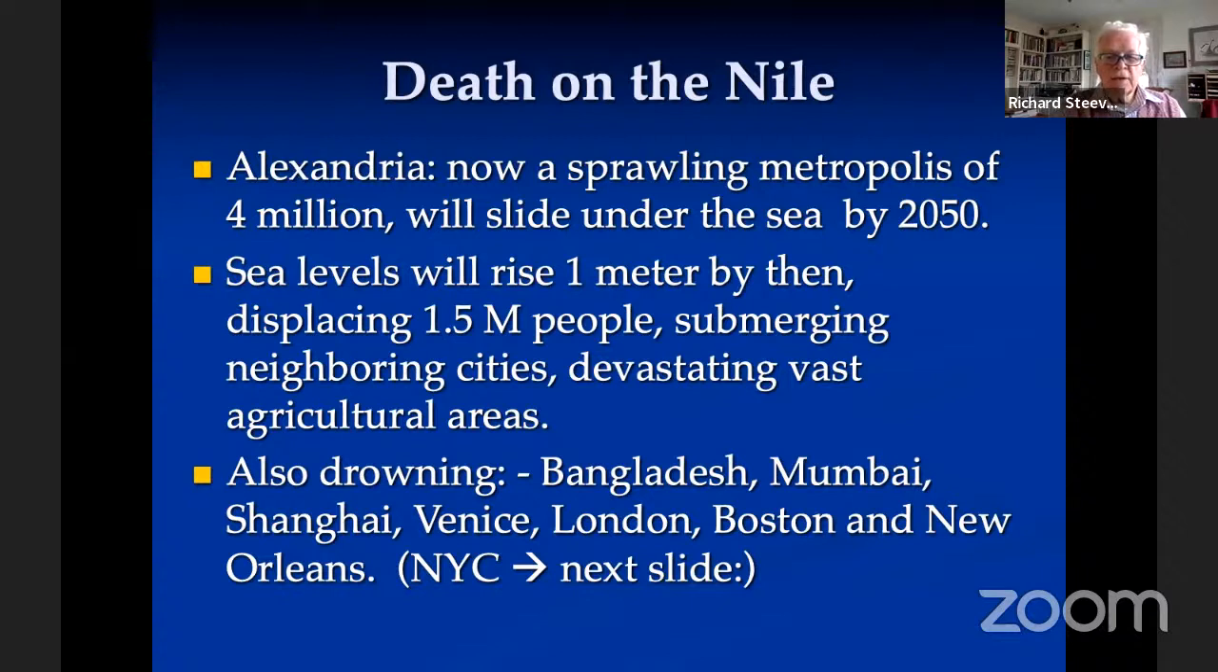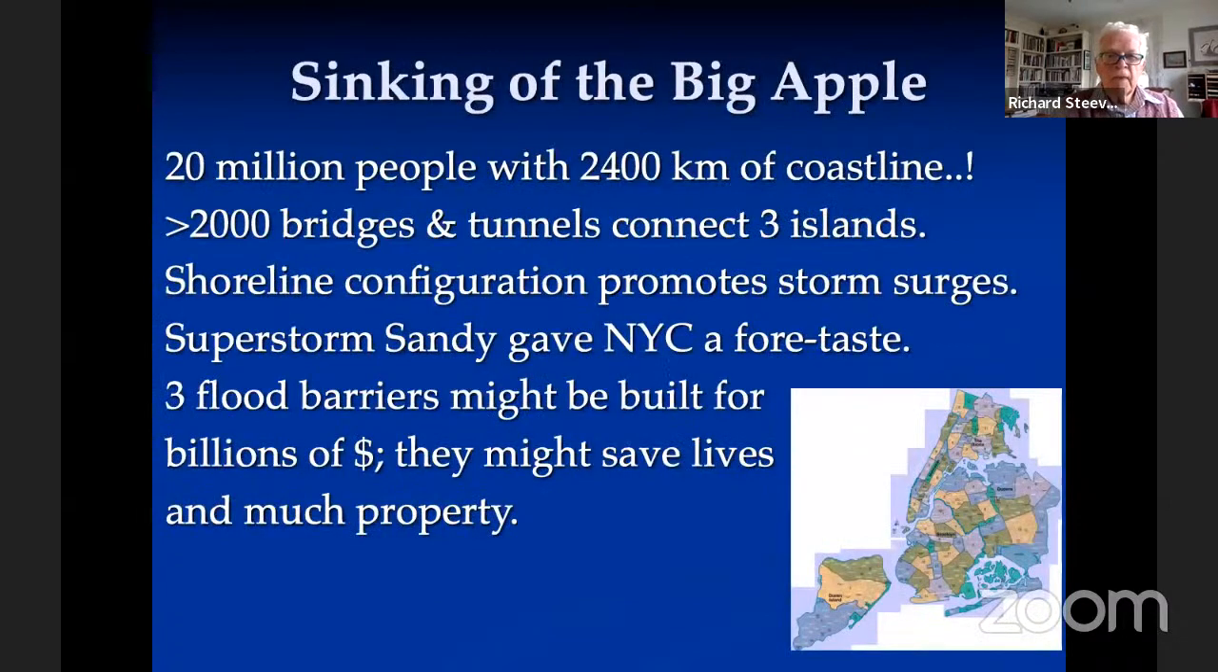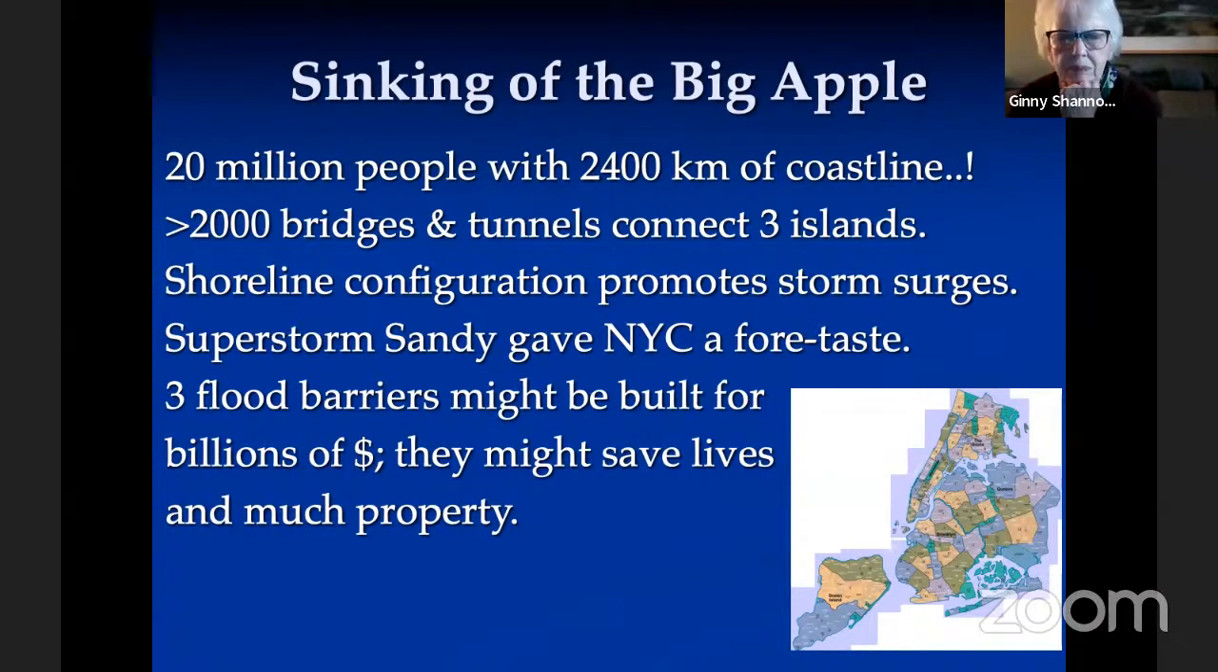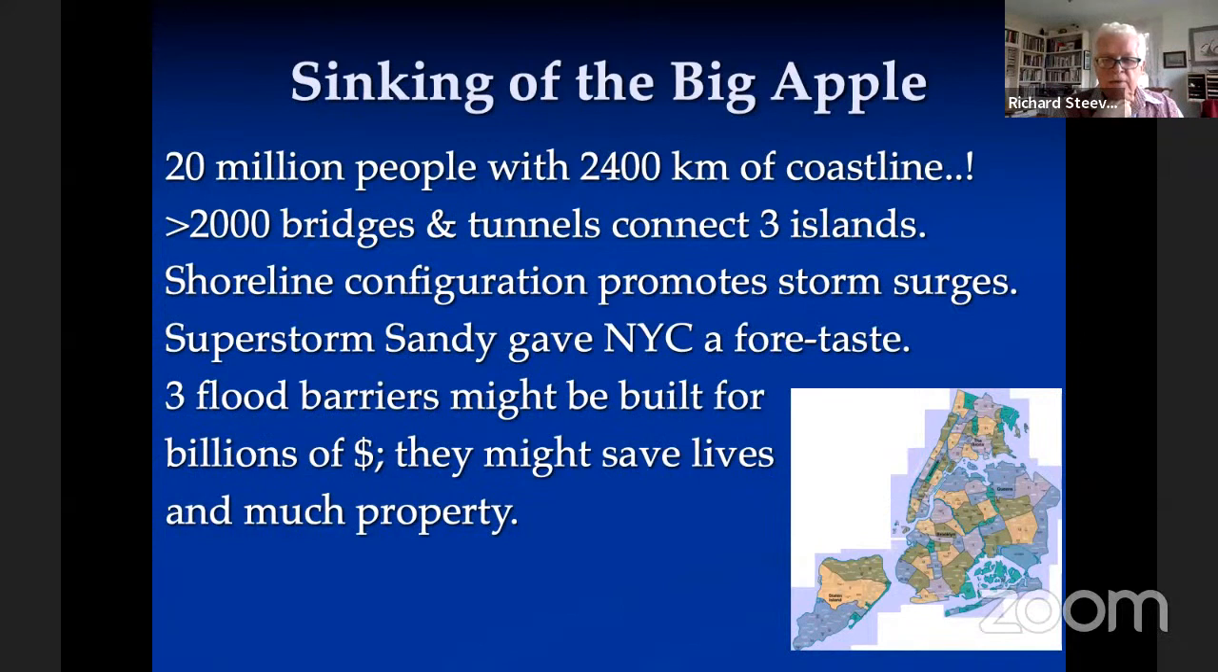Also drowning will be Bangladesh, Mumbai, Shanghai, Venice, London, Boston, and New Orleans. I haven't mentioned New York there, but that comes up on the next slide. Sinking of the Big Apple, he entitled this, 20 million people with 2,400 kilometers of coastline. That's a challenge. Superstorm Sandy gave New York City a foretaste, but the shoreline configuration really does promote storm surges. I didn't know this before, but there are 2,000 bridges and tunnels connecting these 3 islands that you see on the lower right. 3 flood barriers might be built, he said, that would cost millions, billions, but they might save lives and some property.